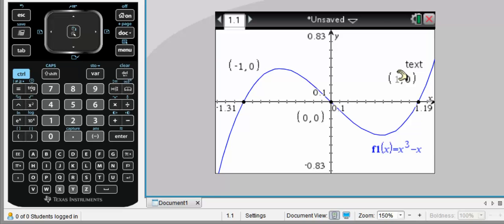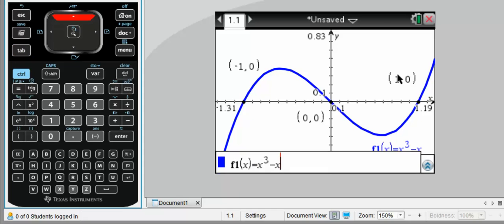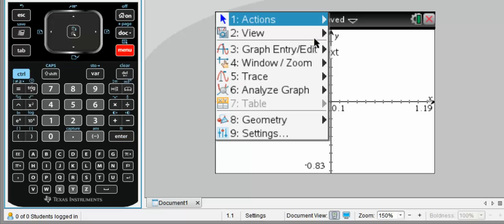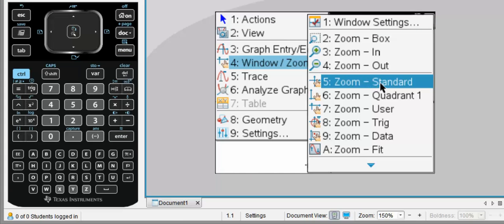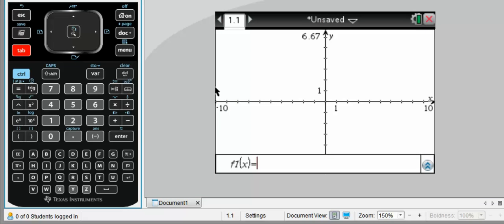Over here at the graphing calculator, I'm going to clear out the last entry. So I'll press Tab to bring up my entry line, and I'll press the up arrow and Control Delete to clear out that equation, and I'll press Enter here. Now don't forget that we zoomed in quite a lot for this last example, so I'm going to return this window back to standard view. So I pressed Menu, select 4, and now 5 to go back to standard. And now we'll enter the equation.